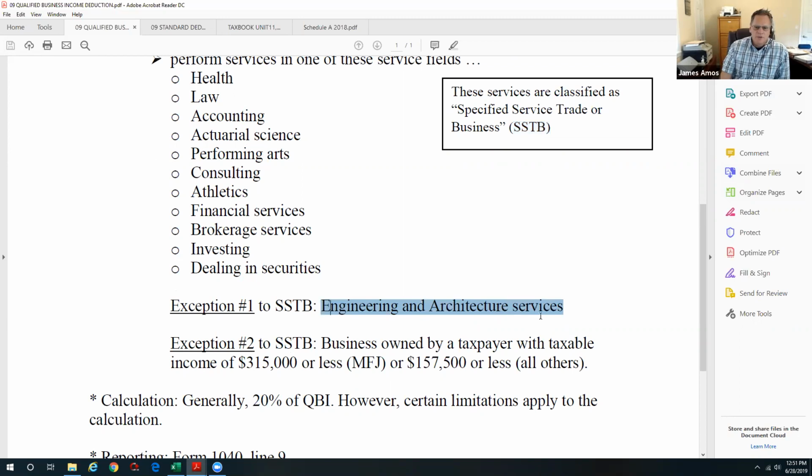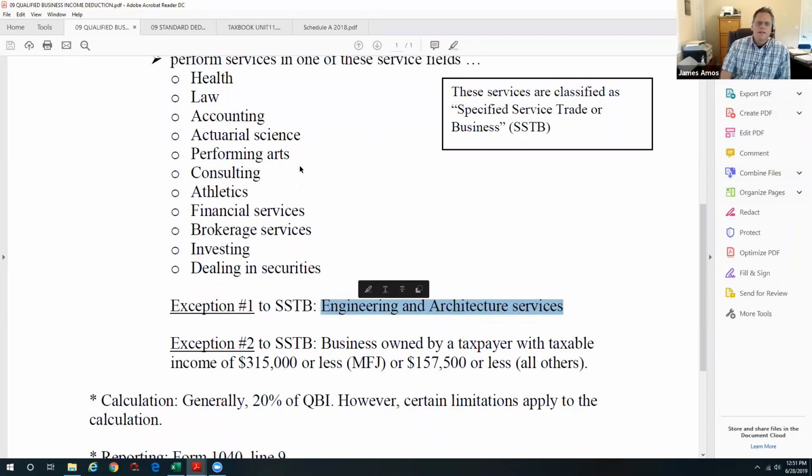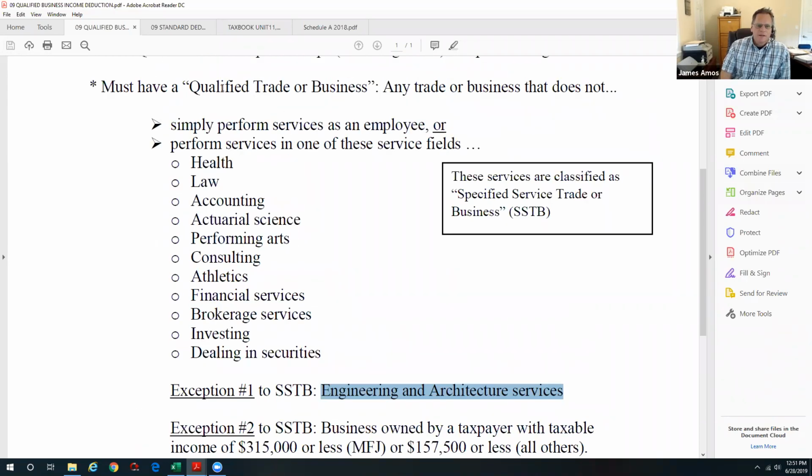Engineering and architectural services. Well, that gets sticky, doesn't it? Because didn't we just say consulting? An engineer provides consulting services, and architecture provides consulting services. So they are excepted from this. So if you are self-employed as an engineer, are you a qualified trade or business? Yes. Because the general rule says no, you're not, but there's an exception to that for engineers and architects.